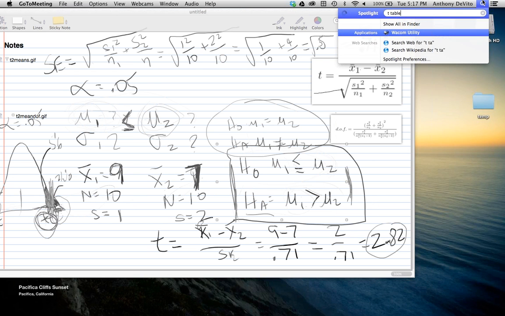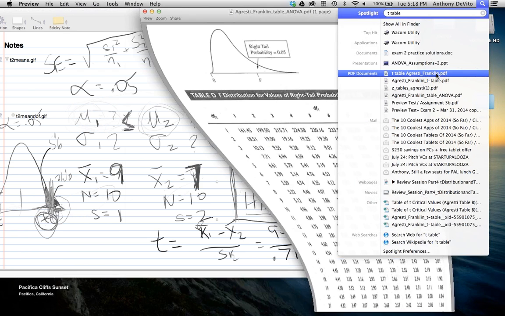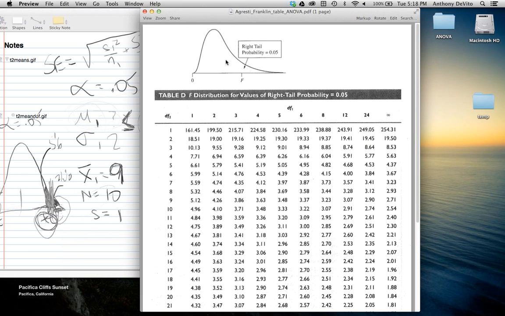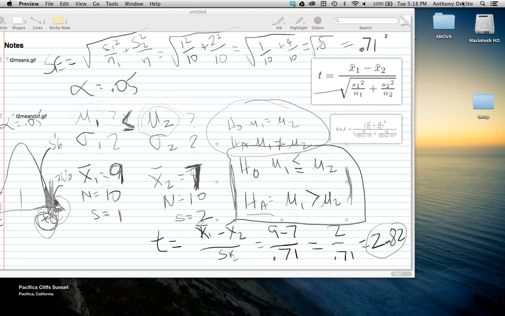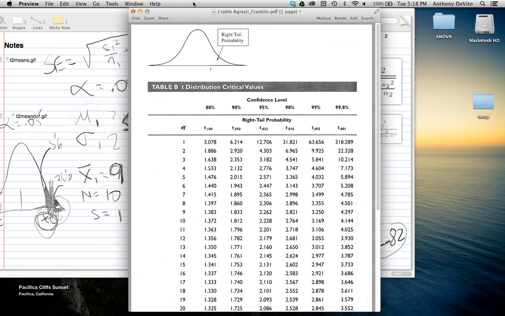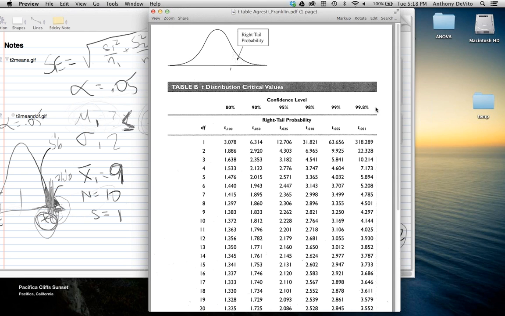Okay, t-critical. We'll open our t-table from Agresti. I closed the wrong one, let me try this again. Okay, here we go, here are our t-distributions. Now I want a 5% chance of being wrong in a single tail test. Which column should I use? The first, the second, the third, the fourth, the fifth, or the sixth?